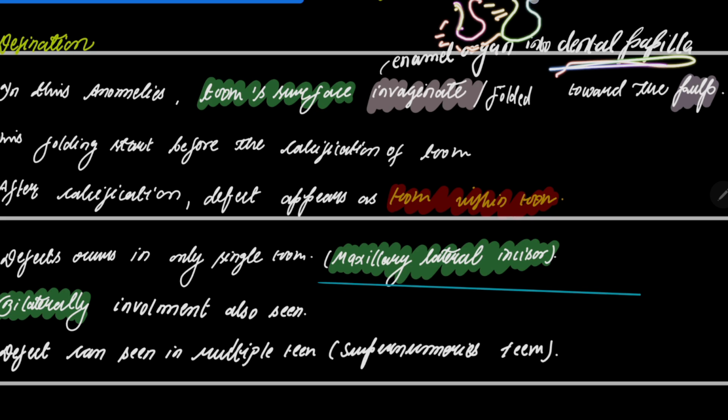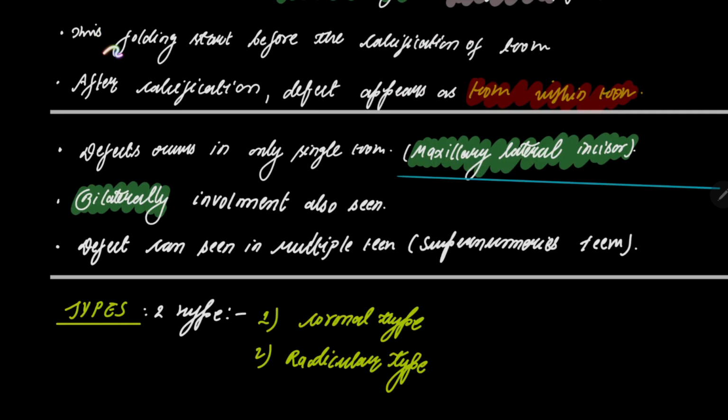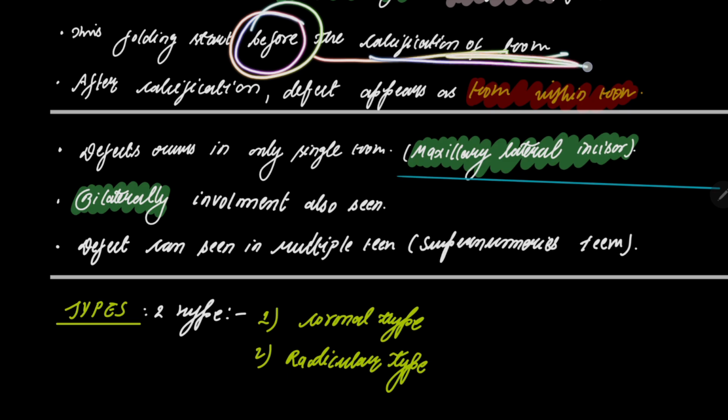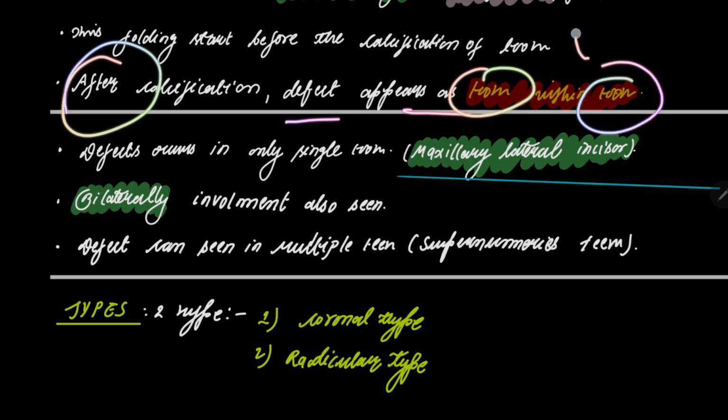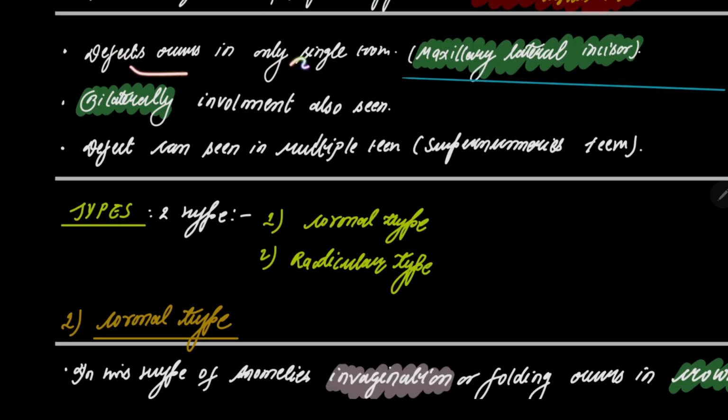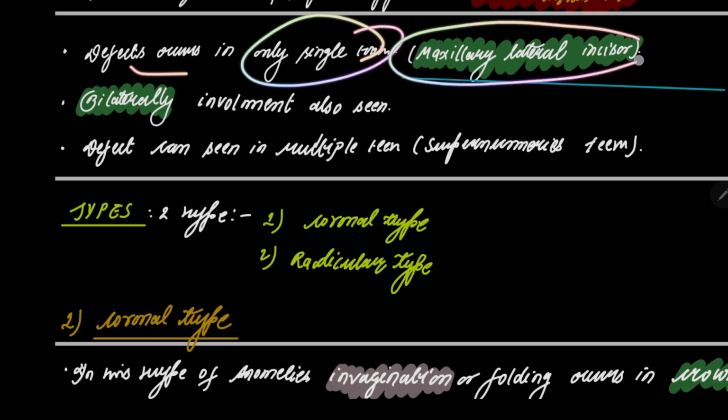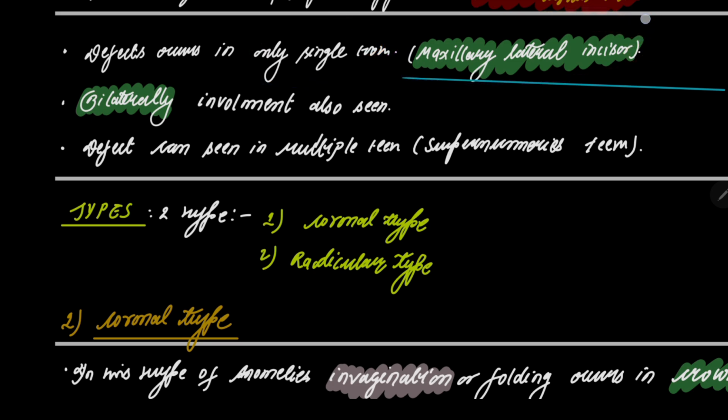It invaginates more deeply and curves. This folding starts before the calcification of the tooth. After the calcification, defects appear as a tooth within the tooth. This is the tooth within the tooth. These defects occur most commonly in a single tooth, the maxillary lateral incisor, which is very important.